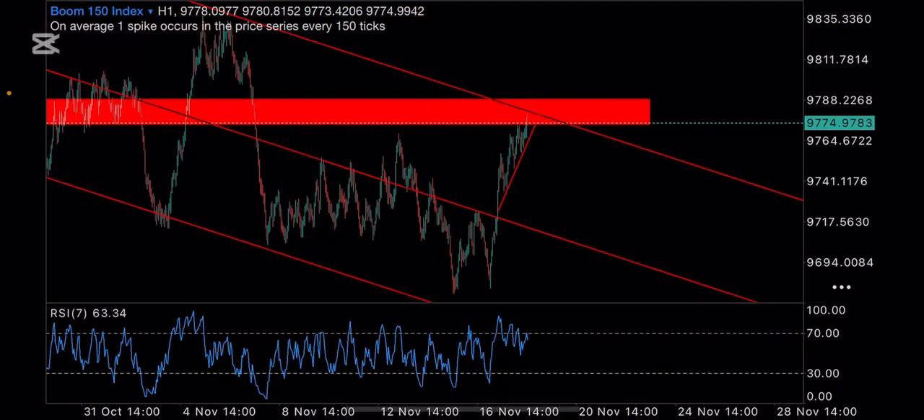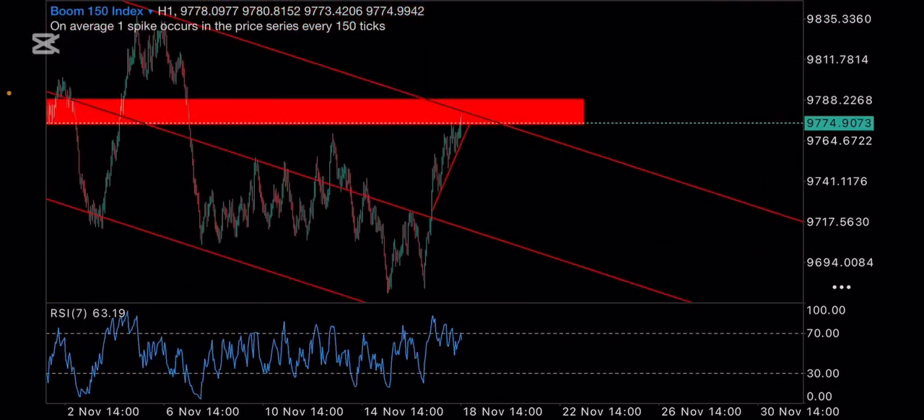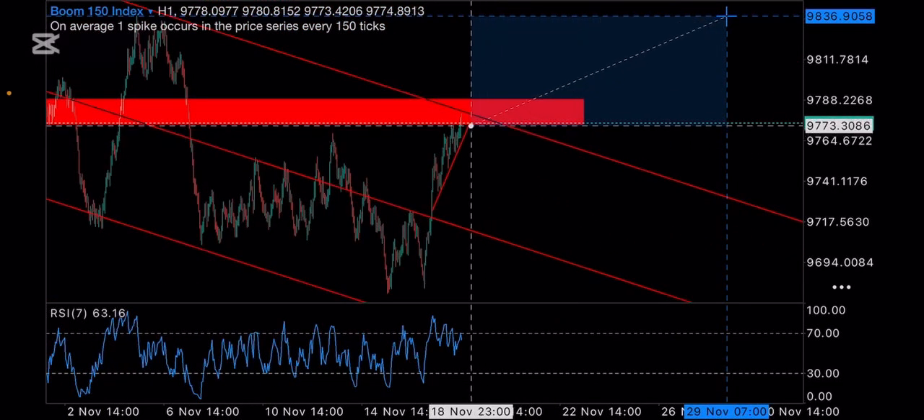Now, this is how to trade, guys. This is how to trade. You don't just come to the market and do anything. You have to go from the highest time frame, understand what the market is doing, and also be able to trade according to that.